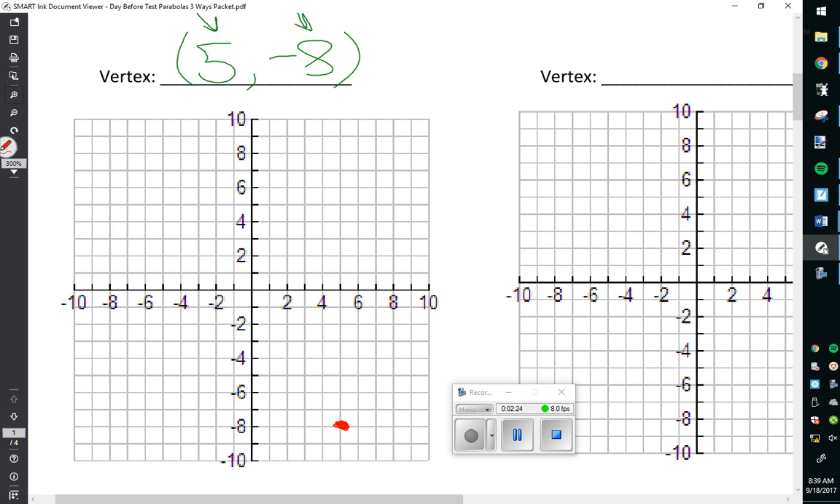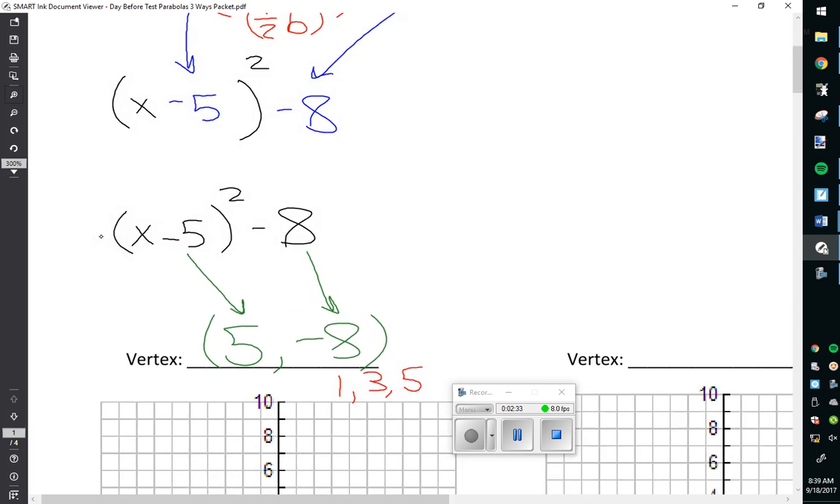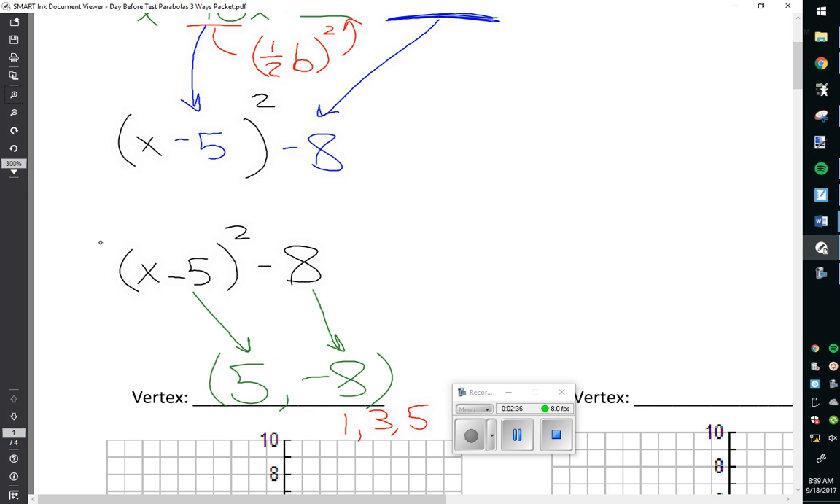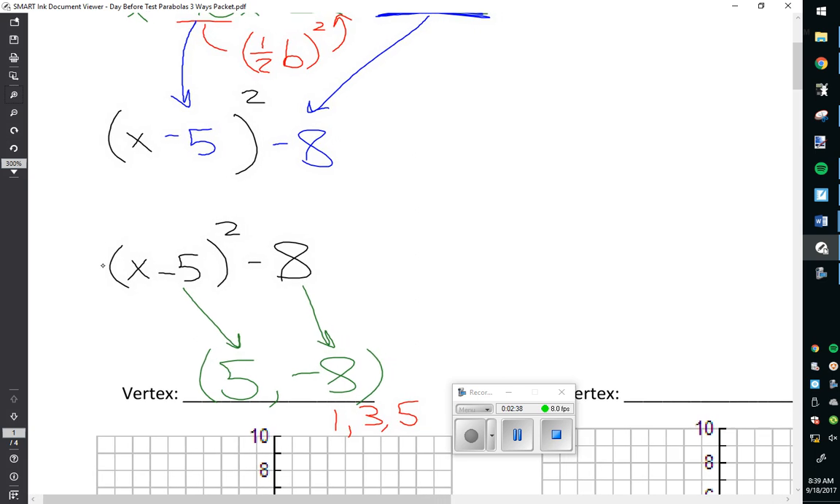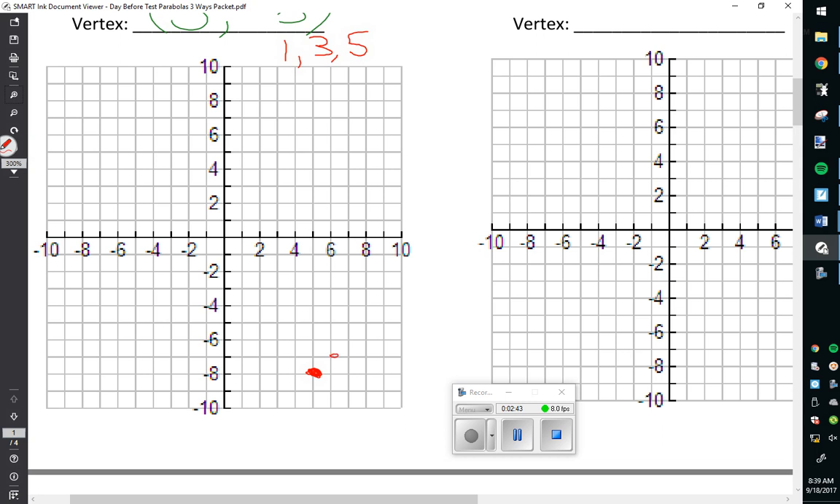That's our starting point. It's a parabola. My normal parabola pattern is 1, 3, 5. Looking at this equation, did my pattern change at all here? Is there any value in front of my parentheses? Nope. So it's a 1. That means my pattern didn't change. That means from here I'm going up 1 over 1, up 3 over 1, and up 5. 1, 2, 3, 4, 5 over 1. There's my parabola.